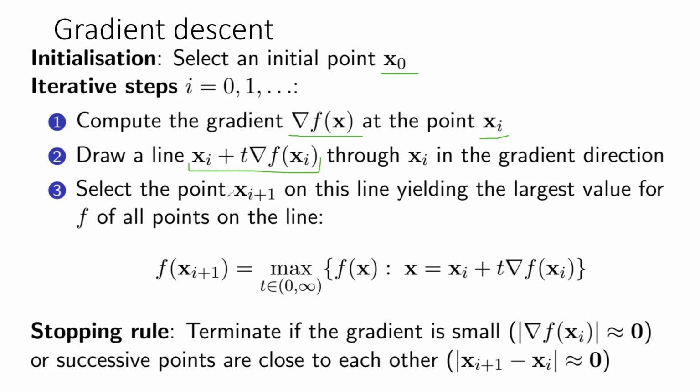And we select the point xi plus 1 with the largest possible value of f if we want to find the maximum value of f. If we want to find the minimum value, then here we subtract and want to find the smallest value for the minimum.